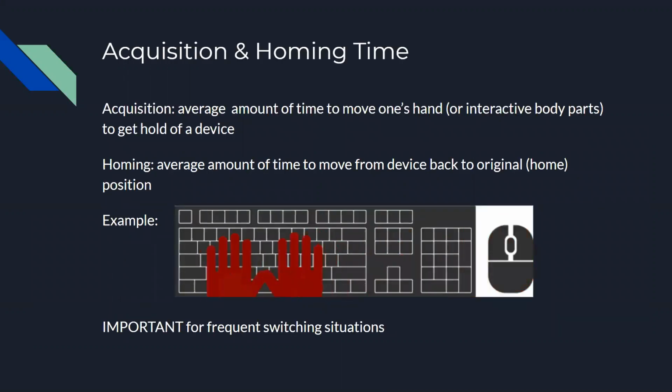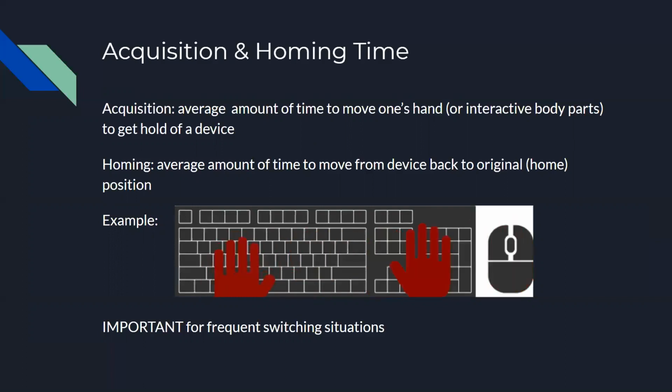So moving on to the next topic, we have acquisition and homing time. Acquisition time is the average amount of time to move one's hand from your original position to get hold of a device. And homing time is going to be the exact opposite. It's the average amount of time to move from the device back to the original home position. This is more easily seen with an example, like in this GIF that I posted on the slide.